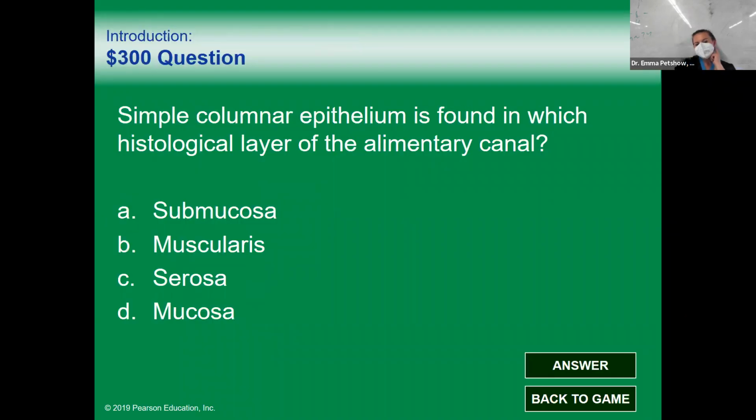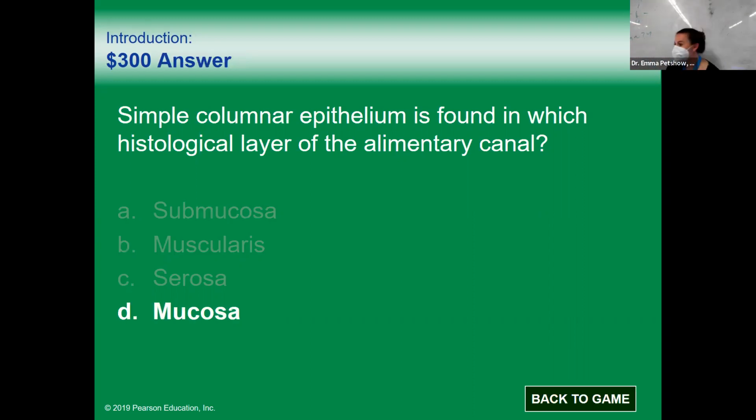Great. Simple columnar epithelium is found in which histologic layer of the alimentary canal? So again, tube that food runs through. Where are we seeing columnar epithelium? Is it submucosa, muscularis, serosa, or mucosa? Think about what's in the columnar epithelium typically. There's a specific type of cell that can do a specific type of thing that could give you a hint of where it's located.